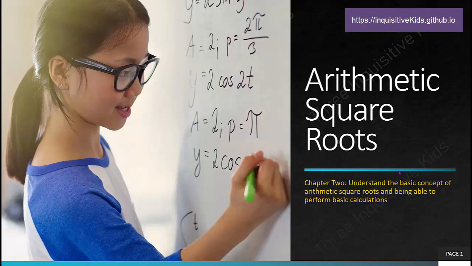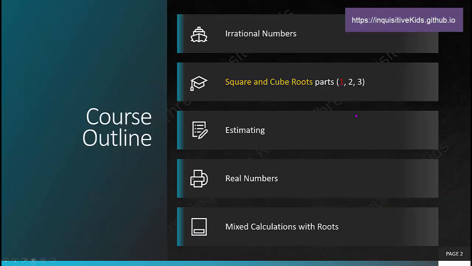Arithmetic square roots. Chapter 2. Understand the basic concept of arithmetic square roots and be able to perform basic calculations with them. So last time we learned all about irrational numbers and some examples of them and their properties. This time we're going to be learning about square roots.